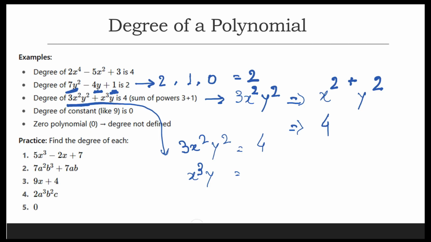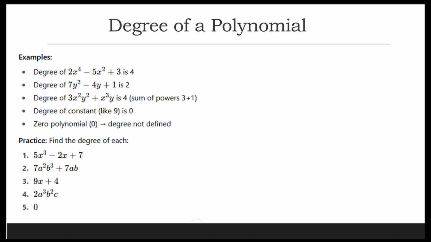x cube y, again the same thing, x to the power 3, y to the power 1. Y means y to the power 1. So 3 plus 1 is equal to 4. So in this case, both the terms have a degree 4. This is 4. This is 4. So combined, this polynomial will have a degree of 4, right?